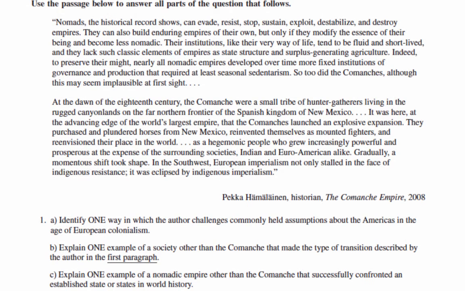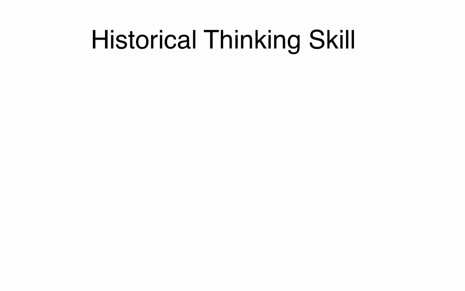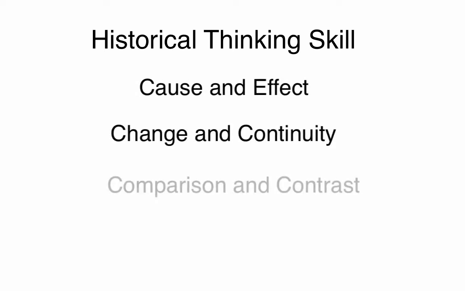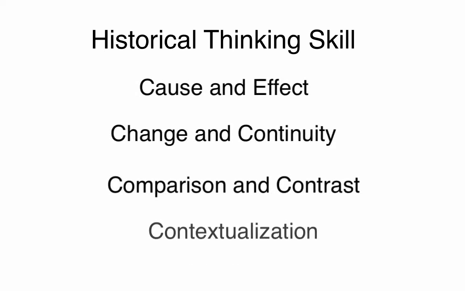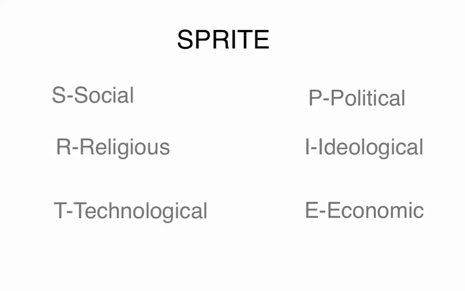Answer each prompt by looking for the following elements: historical thinking skill, content, significance, and impact of the prompt or question. The historical thinking skill will ask you to address cause and effect, or change in continuity, or comparison and contrast, or contextualization, or point of view. Then look for the actual historical content of the passage. Finally, look to see what the impacts of the questions, social, political, religious, ideological, technological, economic, are.